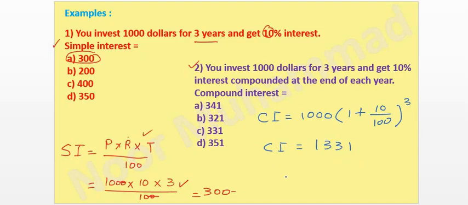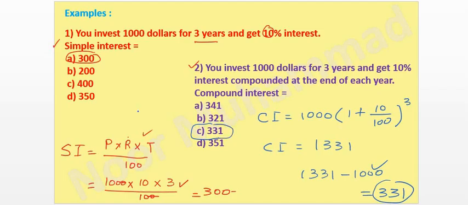So to know what was actually the extra amount that you got by depositing the principal amount, you will subtract from it 1,000, so it will give you 331. So this is the amount of the interest, because this was your principal amount. So what can you say? This is the answer, 331.